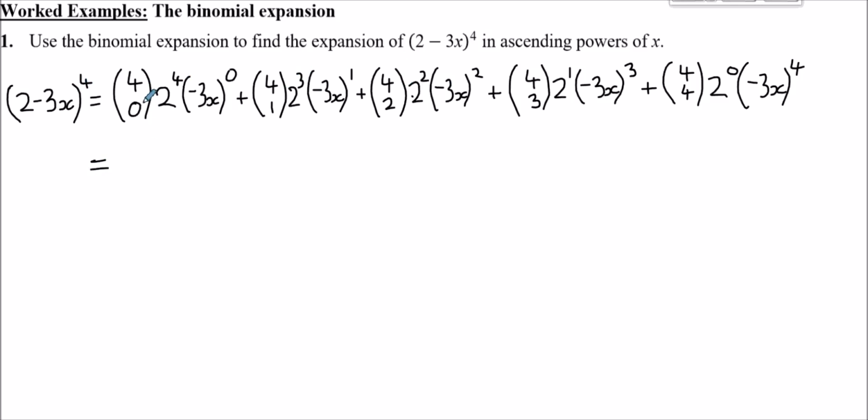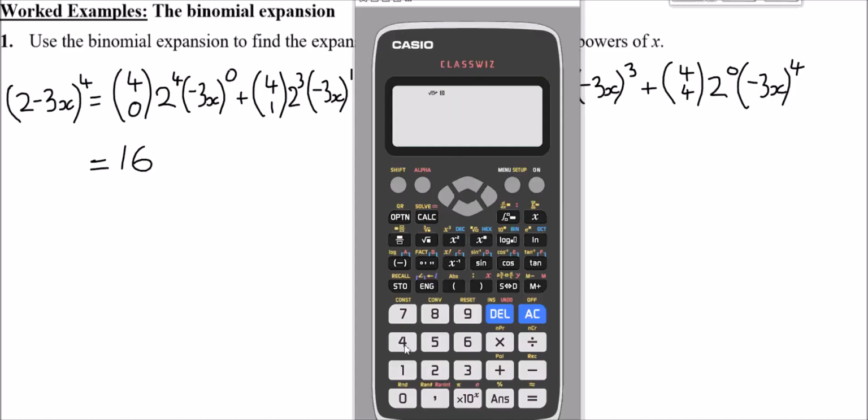So I'm just going to show you how to do this on the calculator. You'll eventually get to a point where you realise that actually your first term is just the first term raised to the power of what the bracket's been raised to. This will just be 2 to the power 4, which is 16. But I'll show you on a calculator regardless. So 4 choose 0, multiplied by 2 to the power 4, multiplied by minus 3 to the power 0.